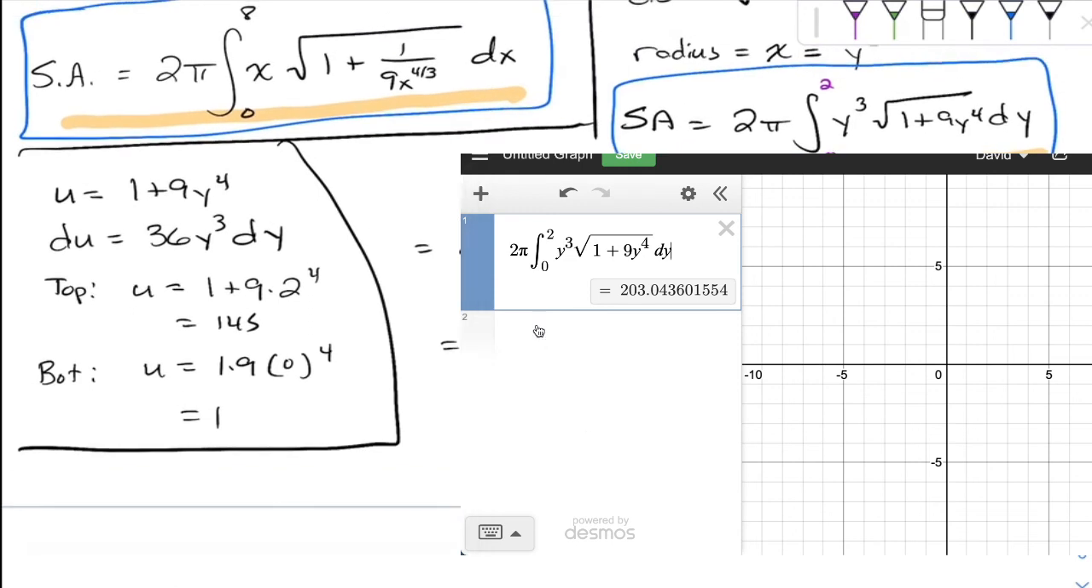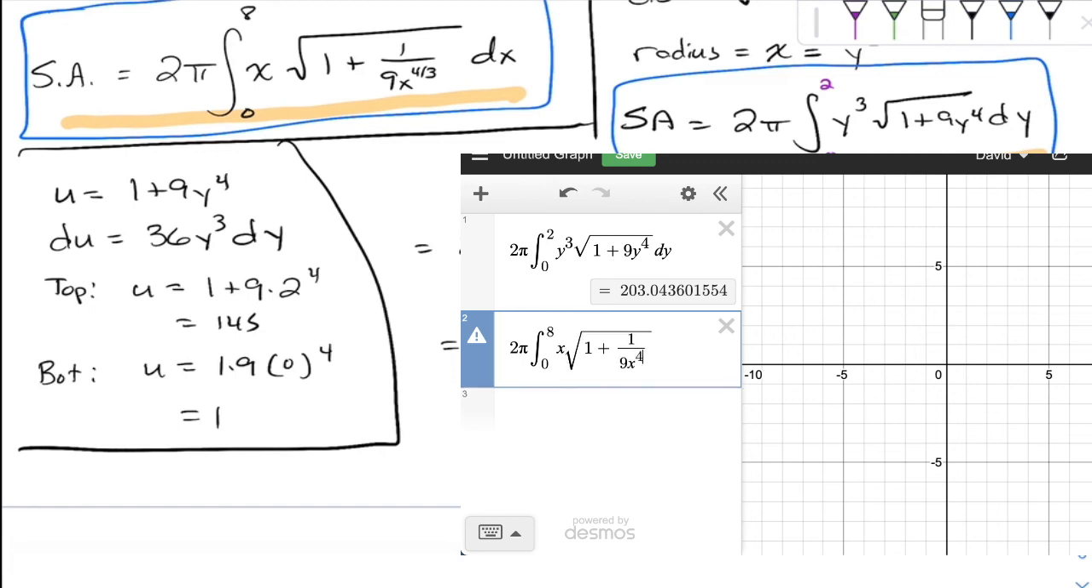Let's put the other one in now. This other integral, 2 pi integral from 0 to 8 of x times square root of 1 plus 1 over 9x to the 4/3 dx. And sure enough, it gives us the same thing.